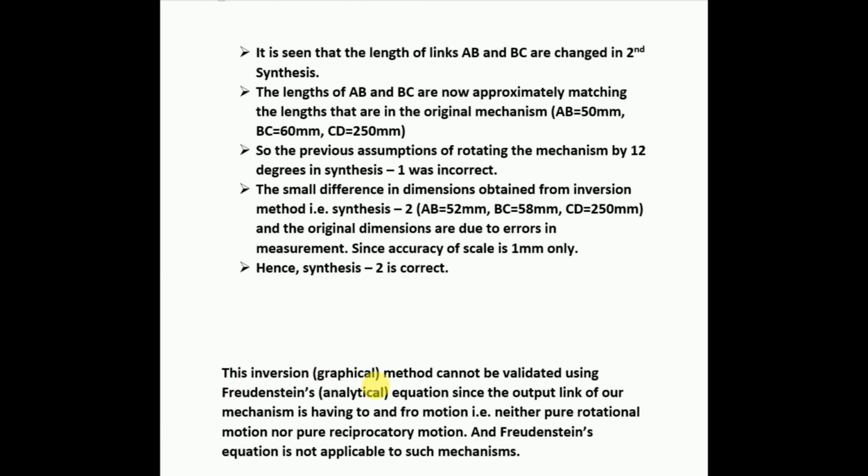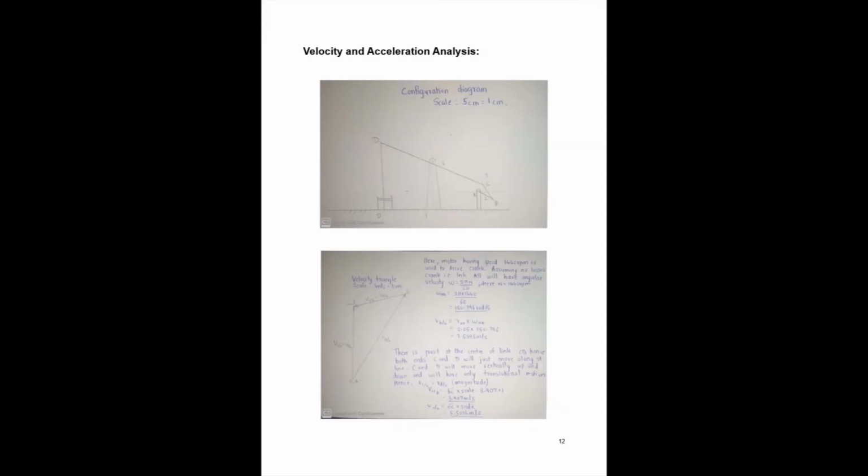This inversion method was not validated using Freudenstein's equation since our output link has neither pure rotational motion nor pure reciprocating motion. So Freudenstein's equation is not applicable to such mechanisms. This is our configuration diagram and this is the velocity triangle. We are going to use a motor having speed 1440 rpm to drive the crank.